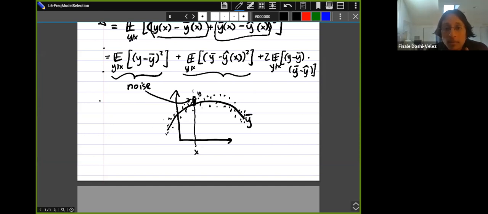Now the second term, let's suppose this is my y hat of x. So I can't really be penalized for not fitting y, right? That was a hopeless effort. But I can be penalized for not fitting y bar, right? I should have been able to do that because that doesn't depend on the noise. This is a solvable problem. So this is error from the model.